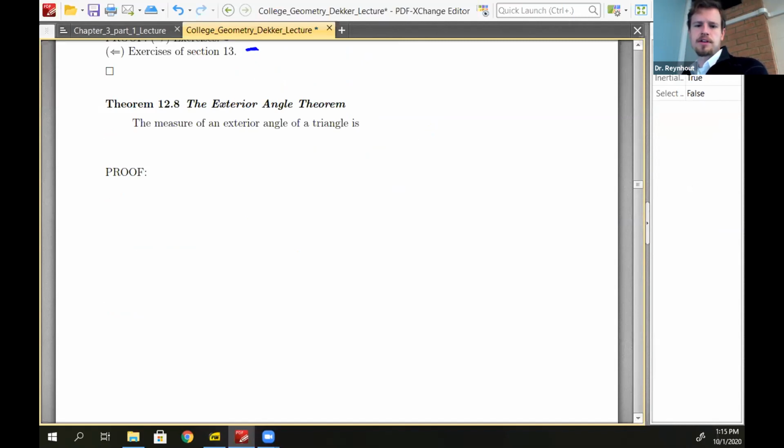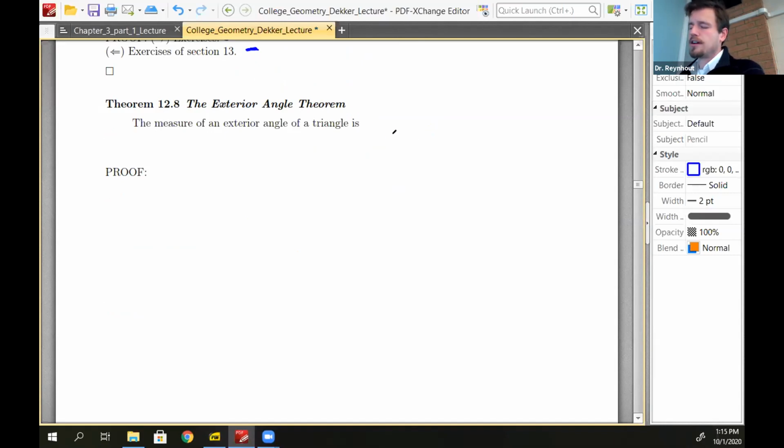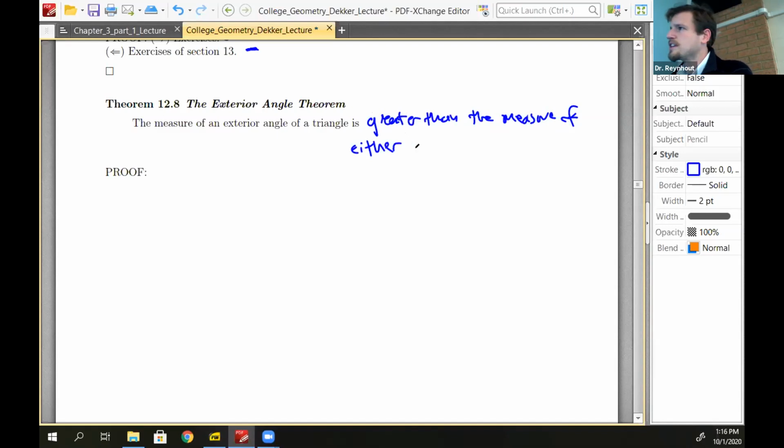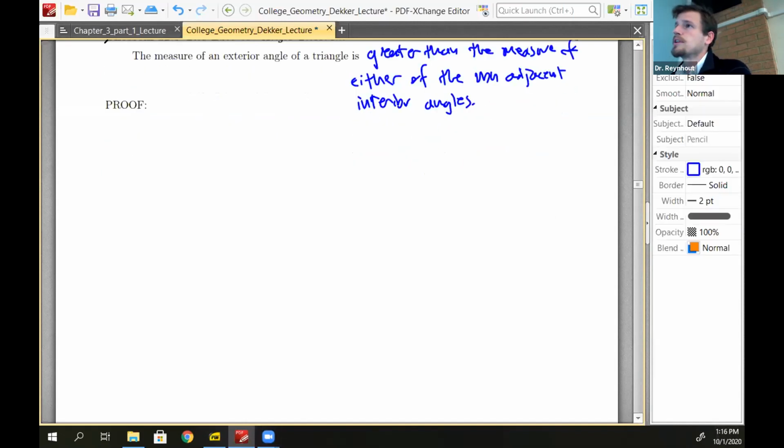All right, the exterior angle theorem. The measure of an exterior angle of a triangle is greater than the measure of either of the non-adjacent interior angles. Okay, so that's a little bit of a mouthful. Let's take a look at a picture to see what we're trying to say here.